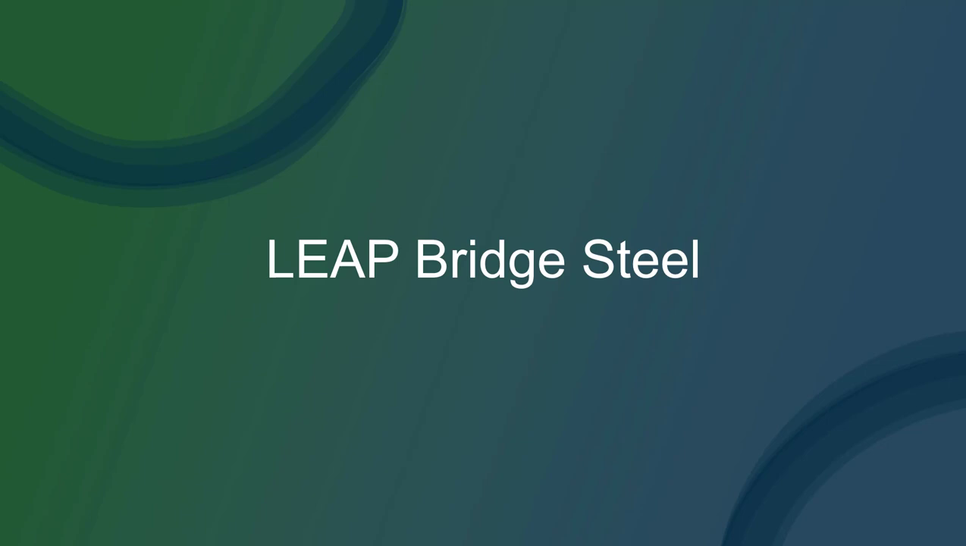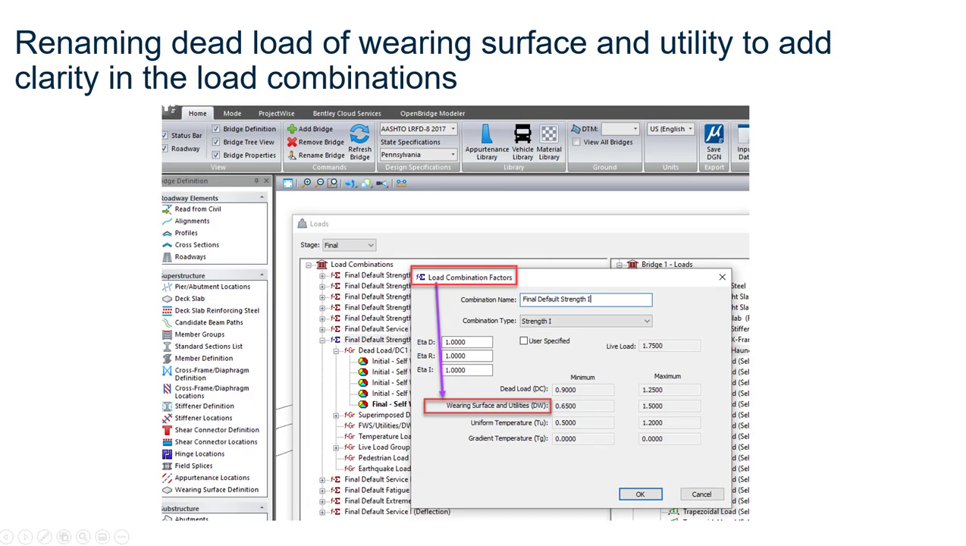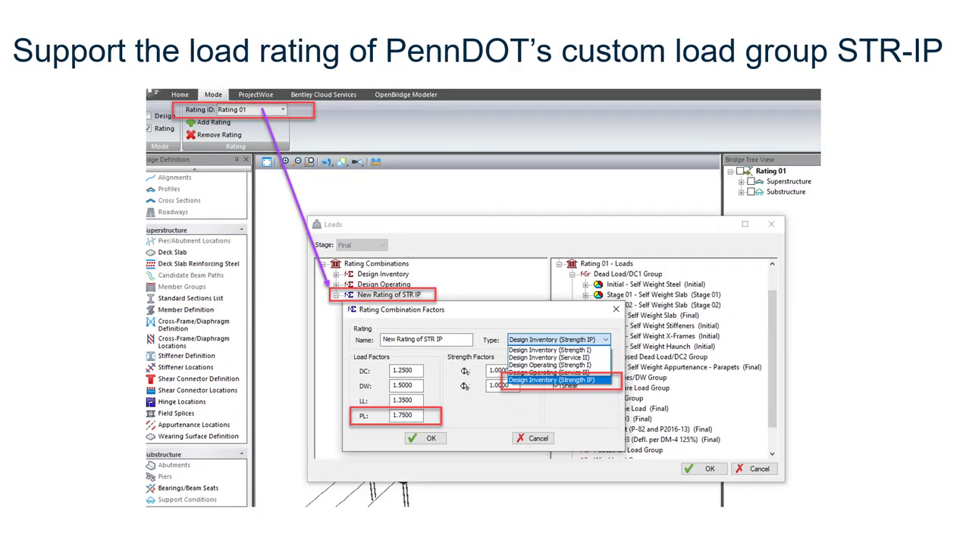Updates in LibBridge Steel. In LibBridge Steel, we have included the field splice self-weight in analysis and design. Then we have added the capability of renaming dead load of wearing surface and utility to add clarity in the load combinations. It does now support the load rating of Pennsylvania Department of Transport's custom load group, strength IP.